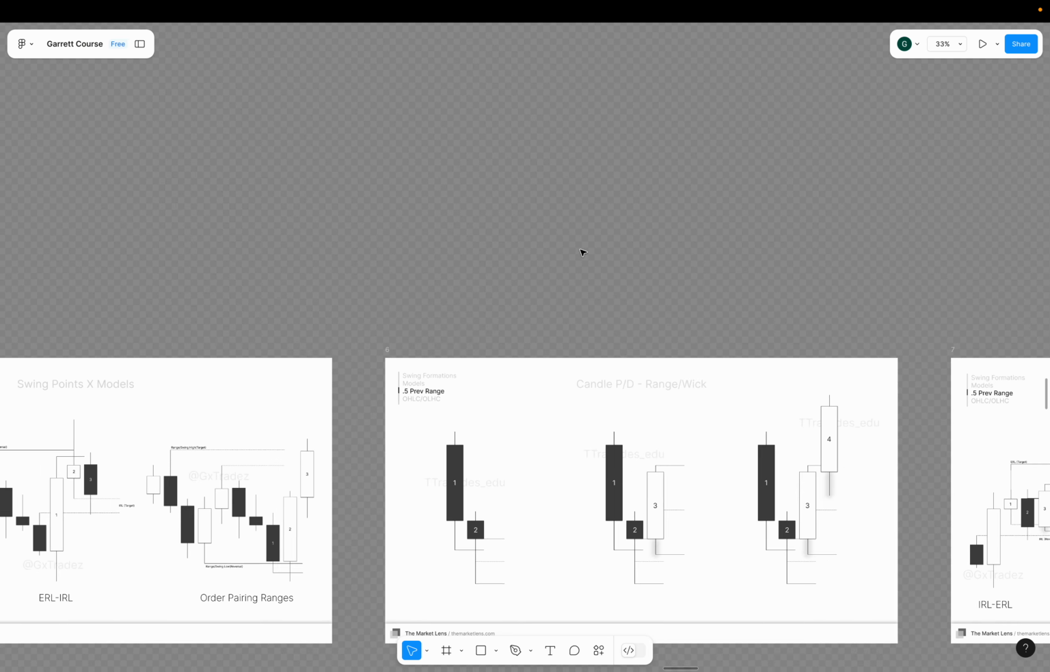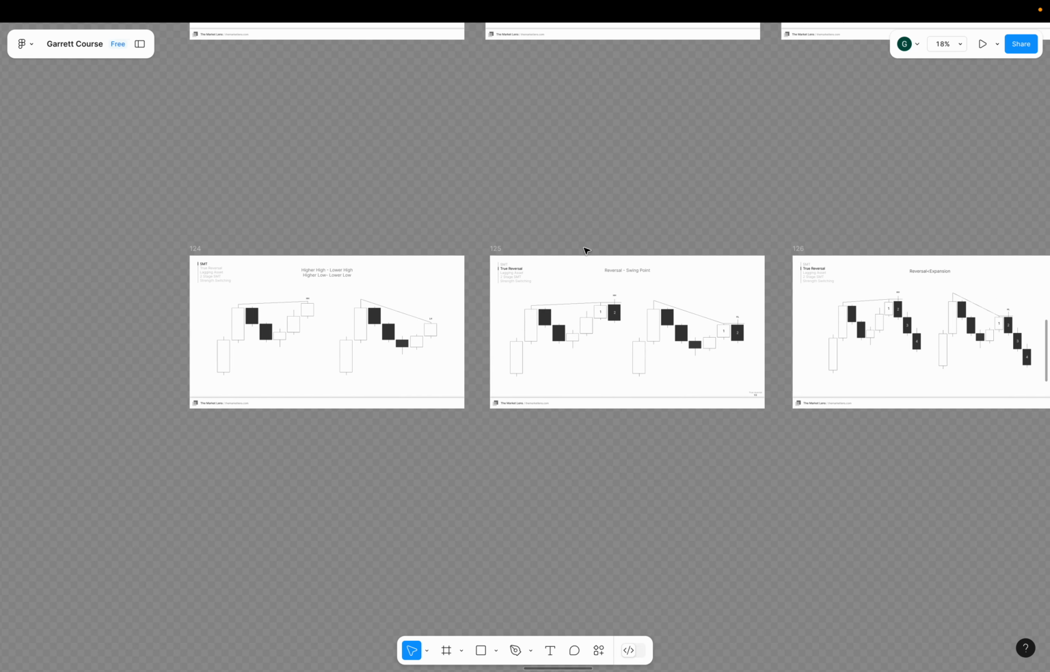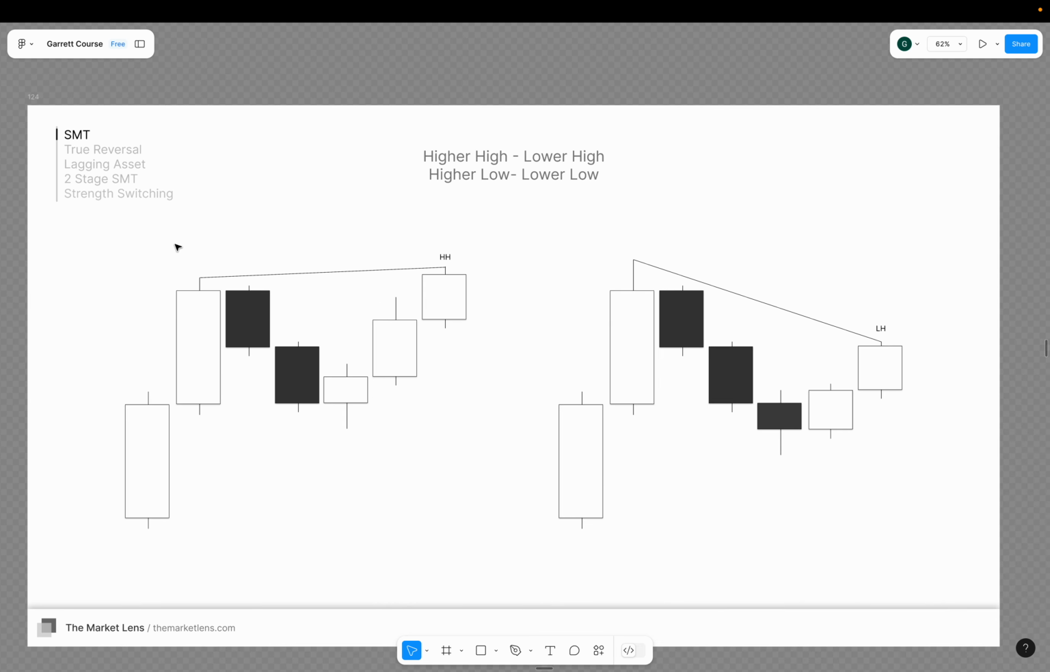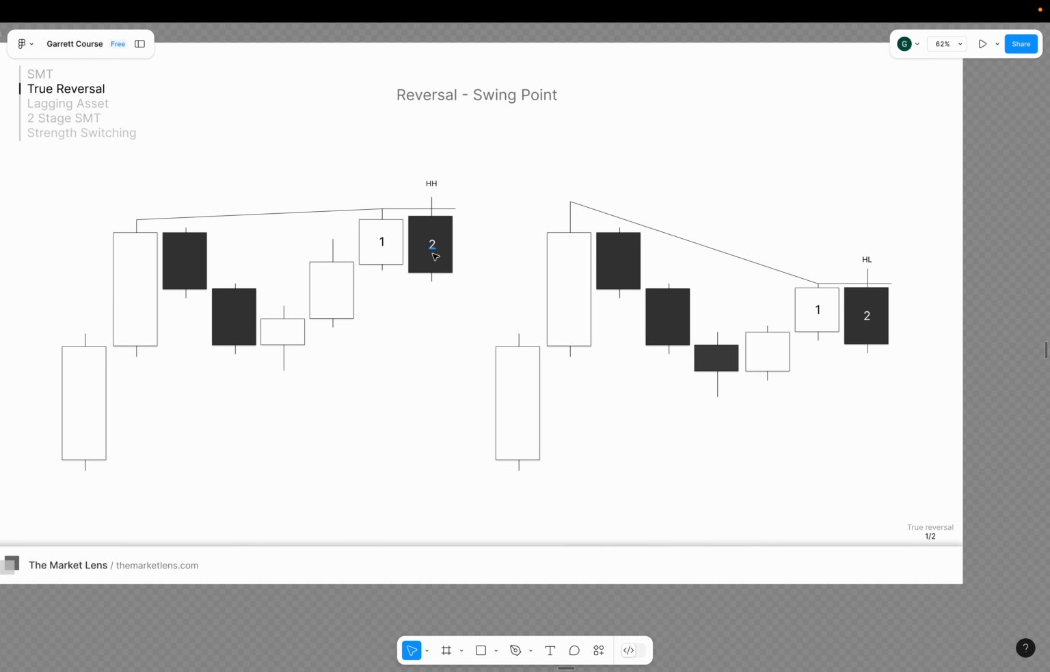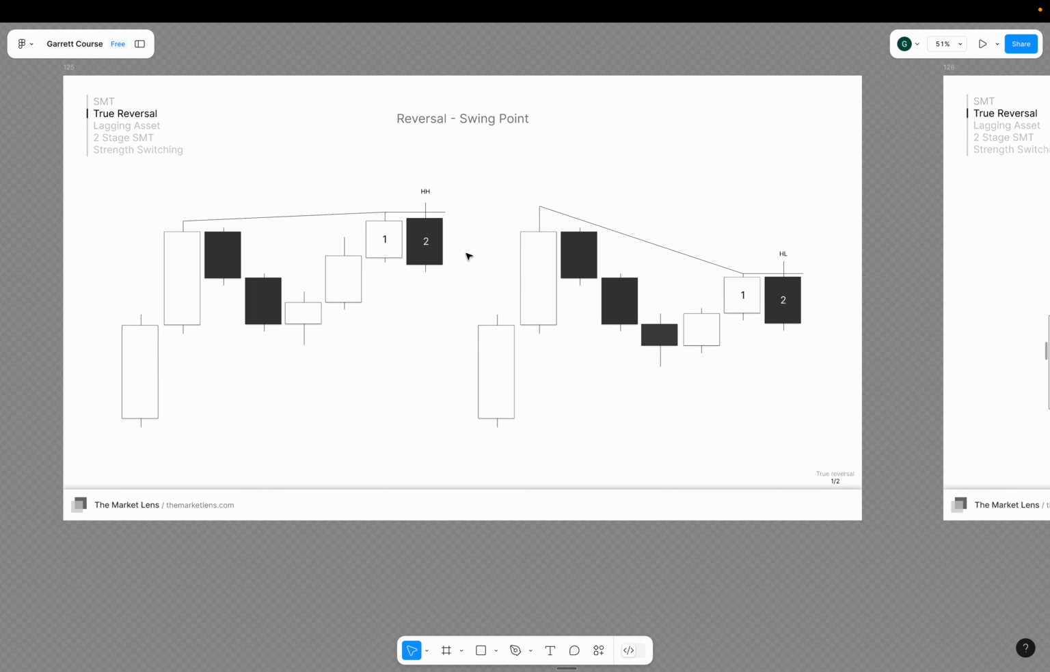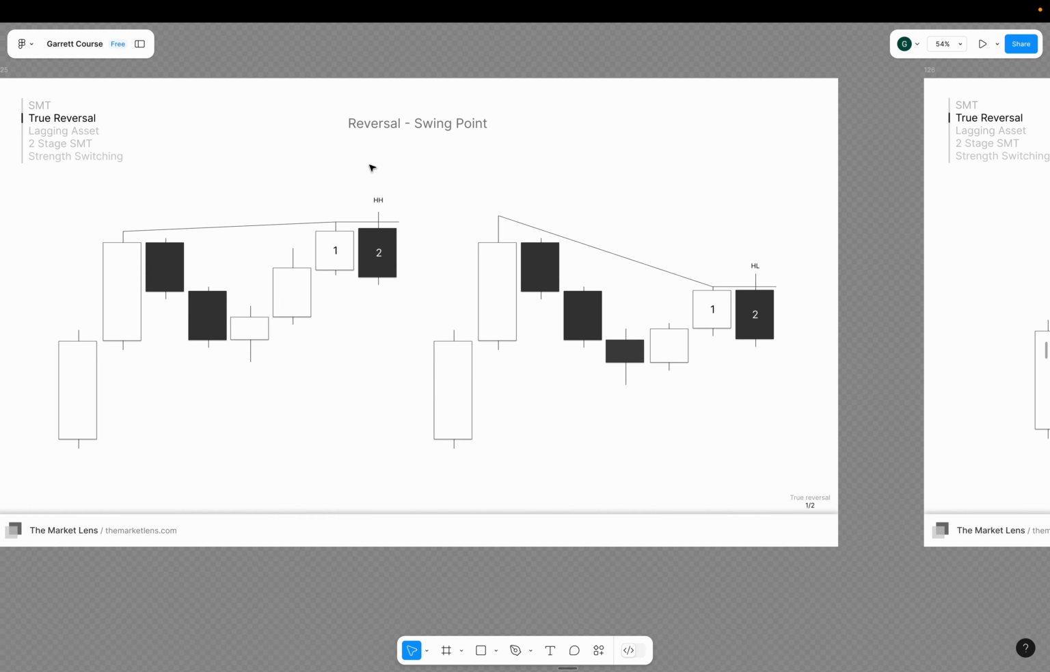Let's go over those slides. Actually, we didn't even go over this SMT slide. When you have an SMT, it's just when one asset creates a higher high and another asset creates a lower low. Pretty simple stuff. A true reversal is where we confirm the SMT with a swing point. Obviously, that's how we always confirm things. This is how we actually trade the SMT: we wait for a swing point.